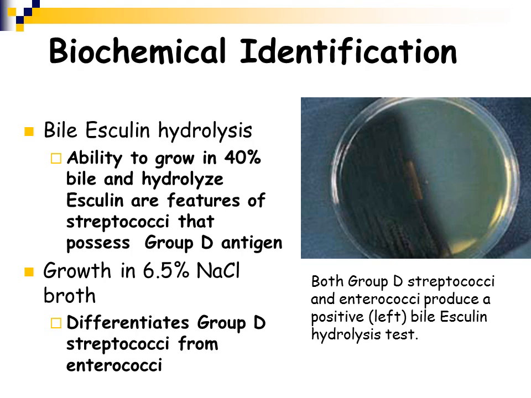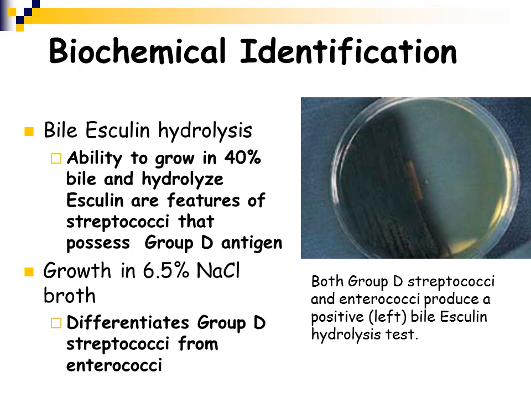Bile esculin hydrolysis is another test that can be done, and it shows the ability of an organism to grow in 40% bile and also to hydrolyze esculin that's in the media. And group D organisms are positive for bile esculin hydrolysis.